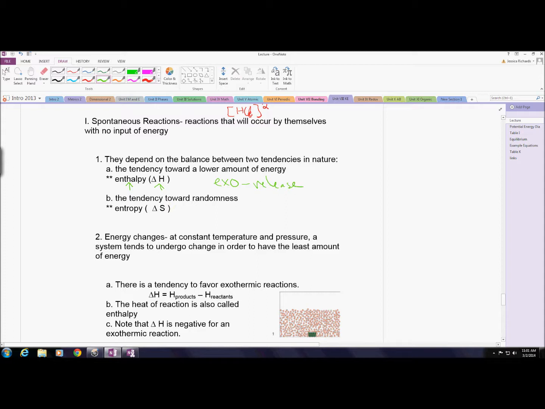There's also a tendency for randomness. Entropy is the fancy word we use for randomness. It has an R in it for randomness. The tendency in nature is for things to become more random. It takes a lot of energy to keep things organized and neat. You probably know that from your lockers and your bedrooms. So the tendency in nature is for things to become more random, and they use the symbol S. So we talk about a change in entropy. Delta H's can have numbers to them. Entropy is just going to be either positive, meaning more random, or negative, meaning less random.